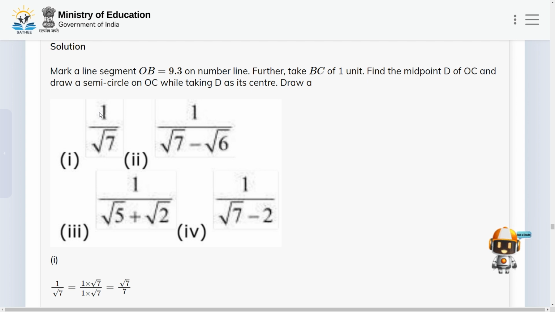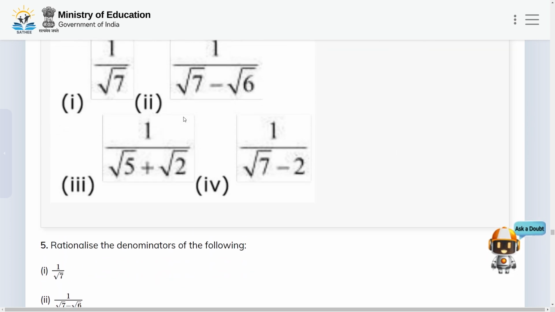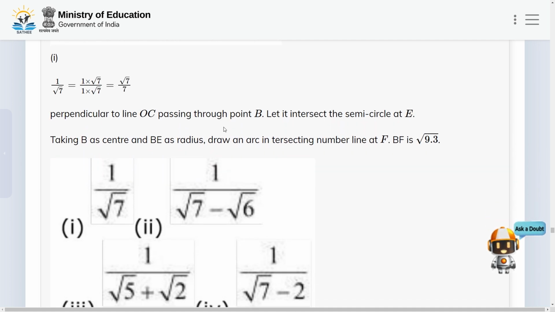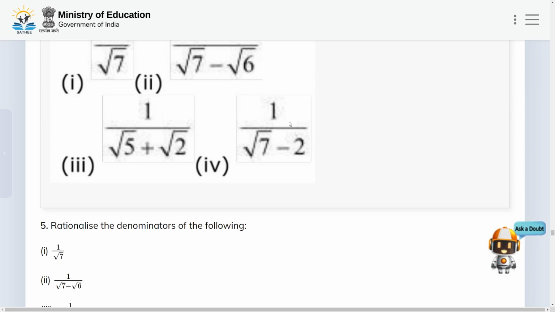First of all, mark a line segment OB that is equal to 9.3 on the number line, and further take BC of 1 unit and find the midpoint D of OC and draw a semicircle on OC while taking D as the center. After drawing this, draw the perpendicular to line OC passing through the point B, and it intersects the semicircle at E, and taking B as center and BE as radius.